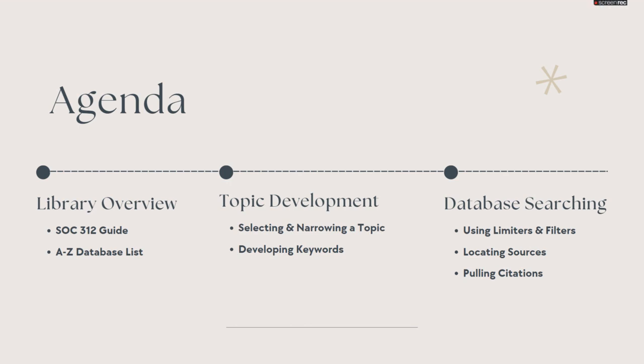Next, we'll be talking about topic development, which includes selecting and narrowing a topic, developing keywords, and more. For this, we will be working through a worksheet that I will have available for you to follow along as well. Finally, we will also be looking at searching through the library's databases. I'll show you how to use limiters and filters, how to locate and evaluate some good sources, as well as how to pull citations in the APA citation style.